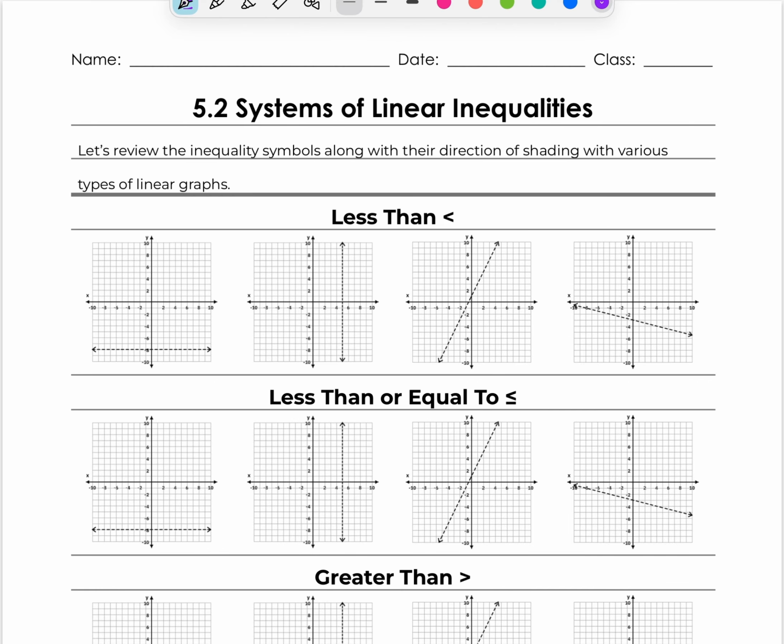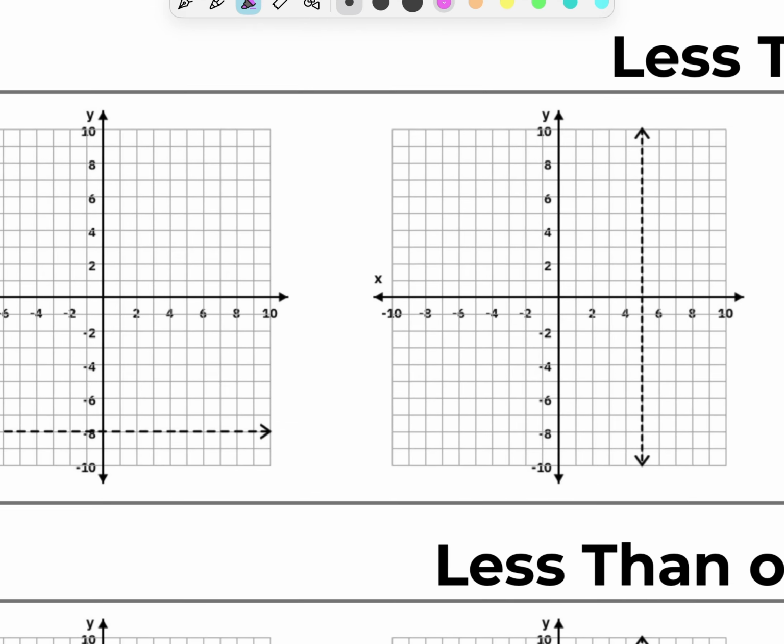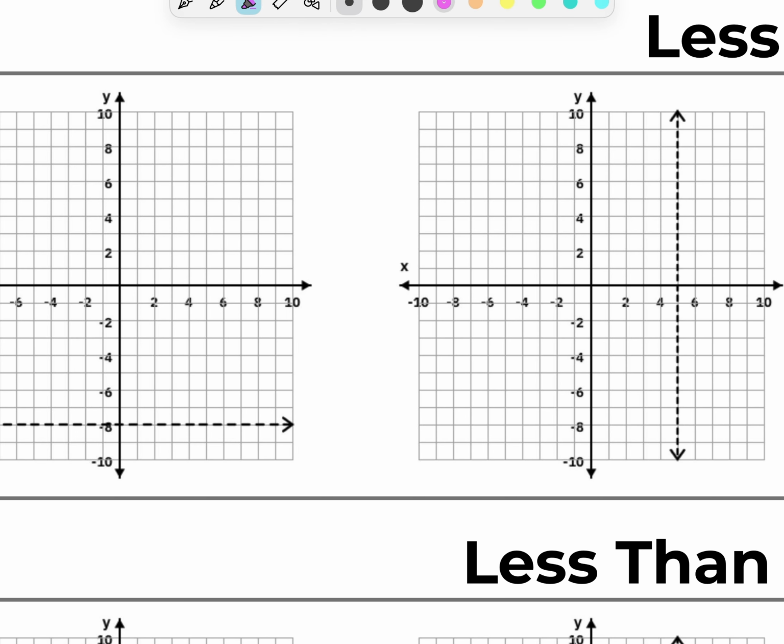All right, so for less than, because it does not have an equal to, you do want to keep your lines dashed. We have four slopes represented here: a zero slope, an undefined slope, a positive slope, and a negative slope. So we're going to keep them dashed. Less than means to shade numbers that are lesser, so you're going to move in a direction towards smaller numbers, which in most cases will be below.